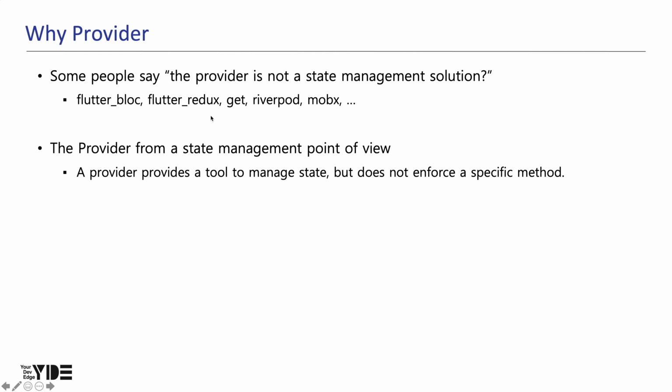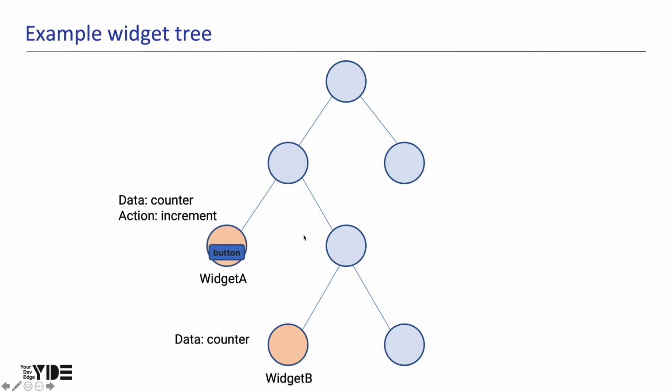From a state management point of view, I think of provider like this. Provider provides tools to manage states, but does not enforce a specific method. Then let's take a look at each one. As you can see in the picture, widget A and widget B need data called counter. Widget A also needs a function called increment that will increment the counter when the button is pressed. The increment function increments the counter by 1 whenever the button on widget A is tapped.